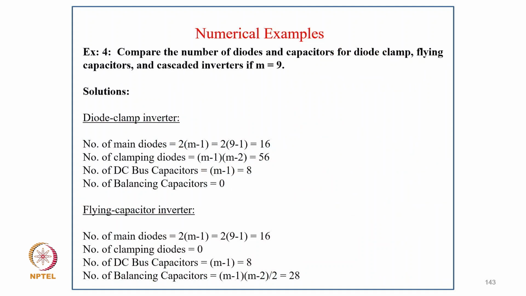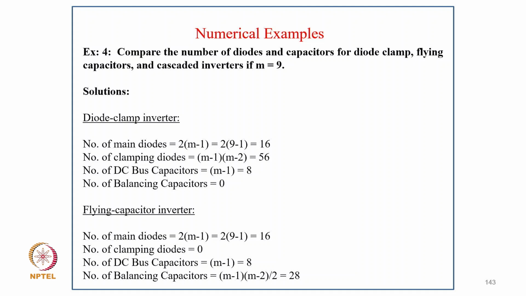So coming to example 4: compare the number of diodes and capacitors for diode clamp, flying capacitor, and cascade inverter for m equal to 9. Coming to the solution, for the diode clamp inverter, the number of main devices is 2 into (m minus 1), so here it comes to 16. Number of clamping diodes is (m minus 1) into (m minus 2), that is 56, number of DC bus capacitors is m minus 1, equal to 8, and number of balancing capacitors is 0.